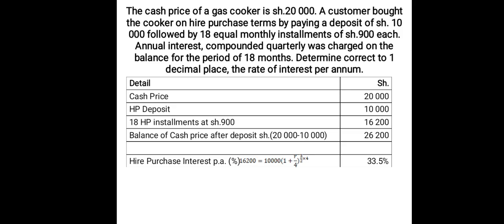Now here we need some statistics. We should know the cash price, the hire purchase deposit, the total installments, and the balance of the cash price after the deposit. Now, the hire purchase installments would be the amount if we are using the compound interest to calculate the interest, and then the balance of the cash price after the hire purchase deposit, that is 10,000, will be the principal. So if we compute together, the interest rate per annum was at 3.5%.